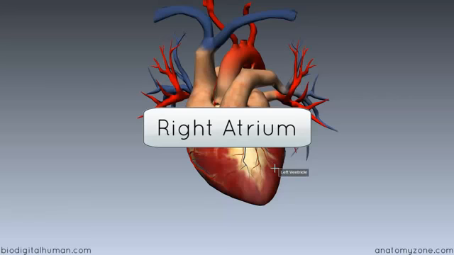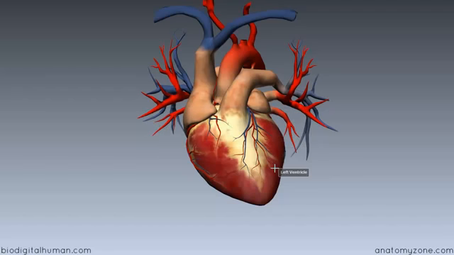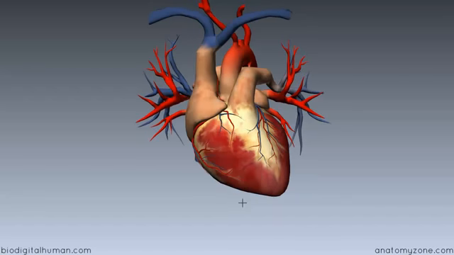Okay, so in this tutorial we're going to look at some of the features of the right side of the heart. We'll start off with the atrium and look at some of the external and internal features, and then we'll look at the right ventricle and some of its features internally and externally. So we'll start off by looking at the right side of the heart.